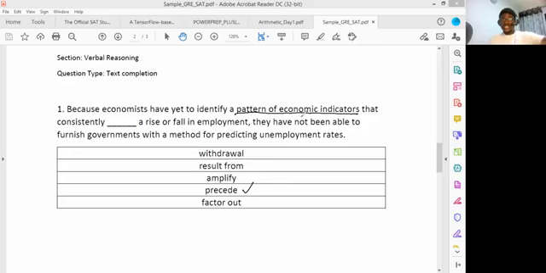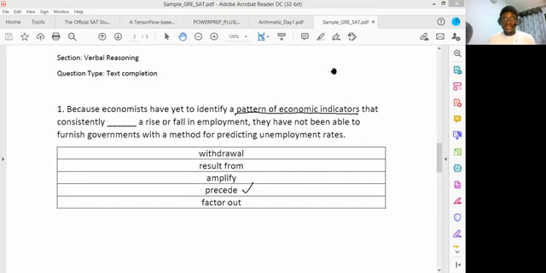Okay, because we're trying to predict the future, we must use the present patterns. The patterns that give rise to these rises or falls in employment, or the patterns that come before the rise or fall in employment. Okay, so it's precede, and the answer must be this.